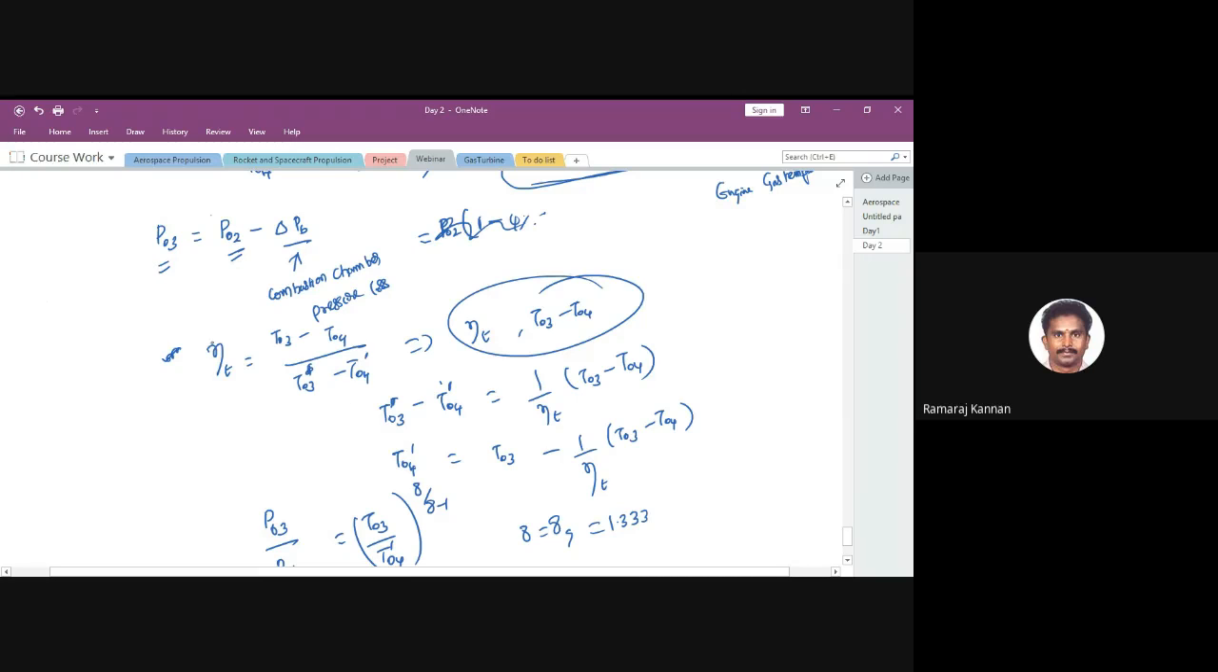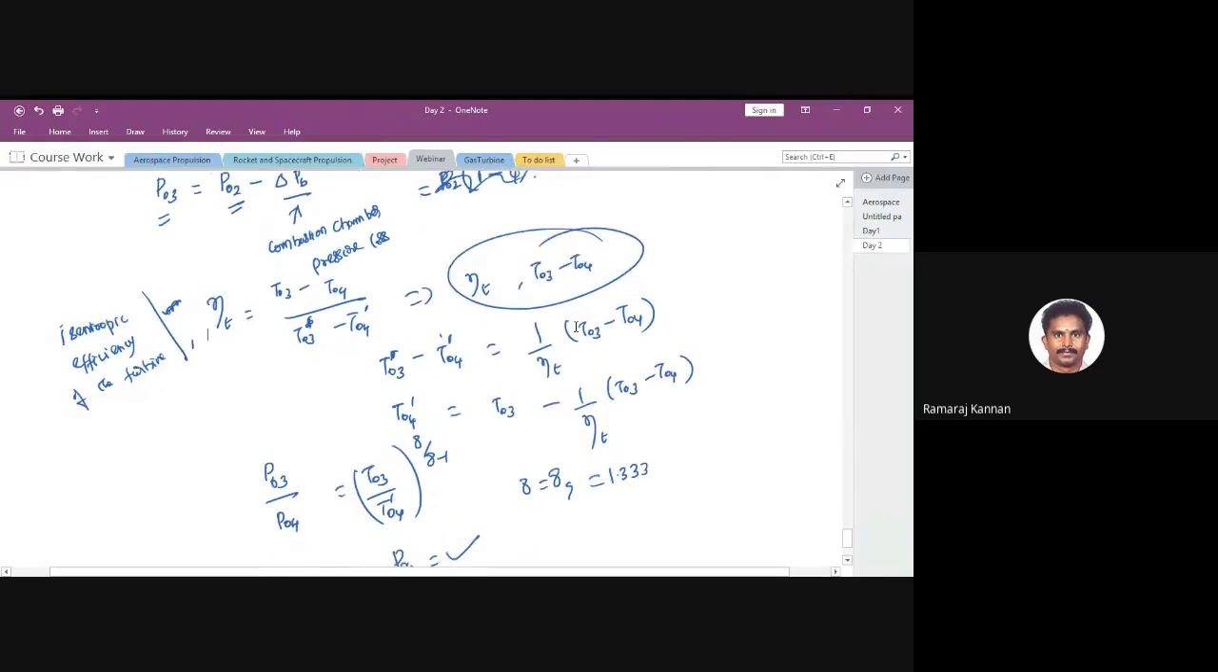And also this is your isentropic efficiency of the turbine: T03 minus T04 divided by T03 minus T04 dash. The isentropic efficiency of the turbine we know, and T03 minus T04 we know, so we can calculate T03 minus T04 dash. From that we can calculate your T04 dash. You know the remaining parameter, so using the isentropic relation you can get your T04.